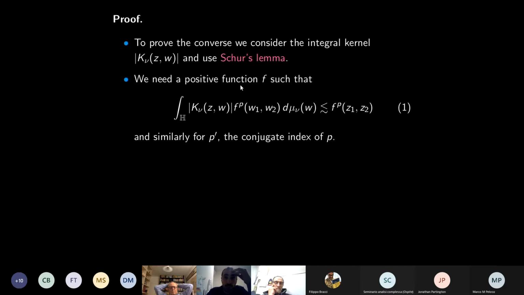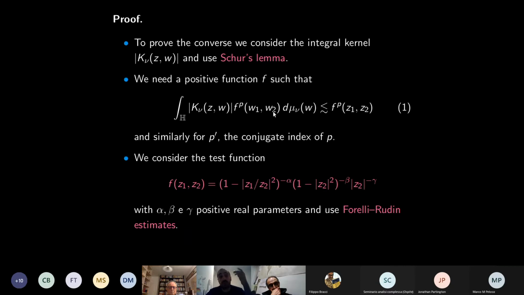So to apply the Schur lemma, we need a positive function f that satisfies this estimate here. So we are integrating the power p of the function f against our positive kernel. Here we are integrating in w, and the kernel is in z and w. And we want this quantity to be bounded by the p power of the function f in z, z1, z2. And we also want the same estimate where we take p prime, the conjugate index of p, instead of p.